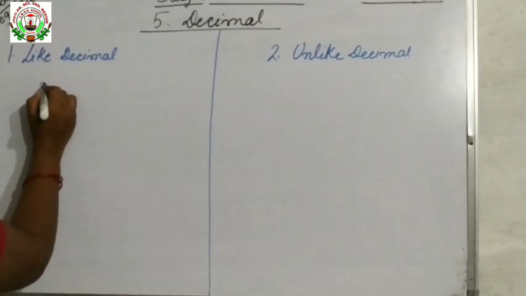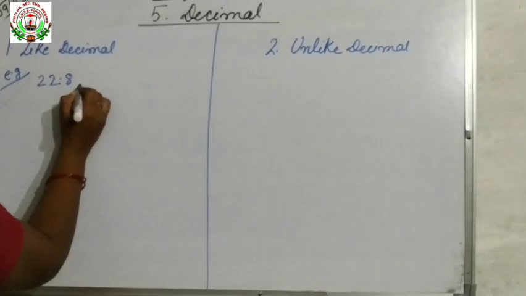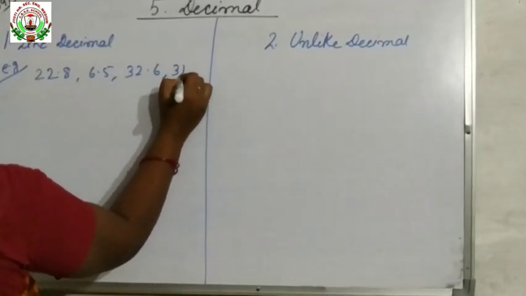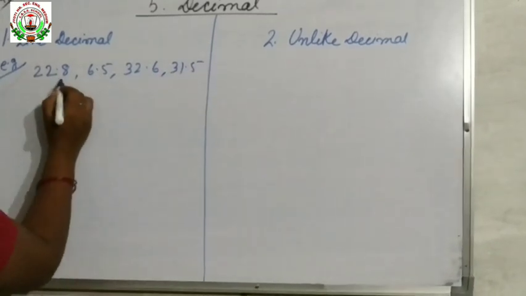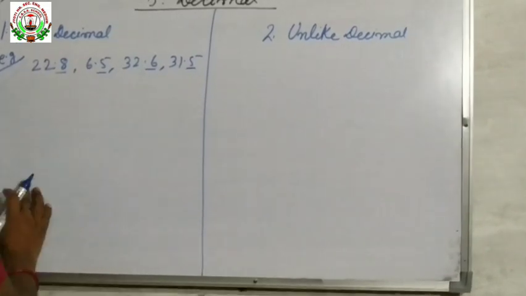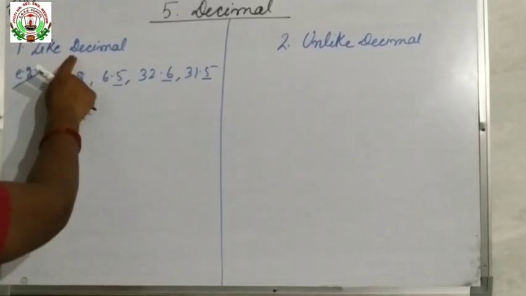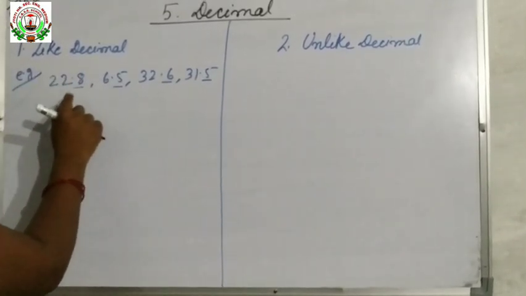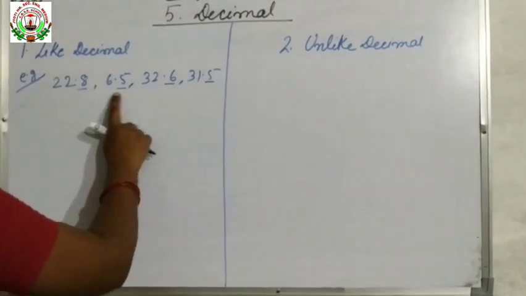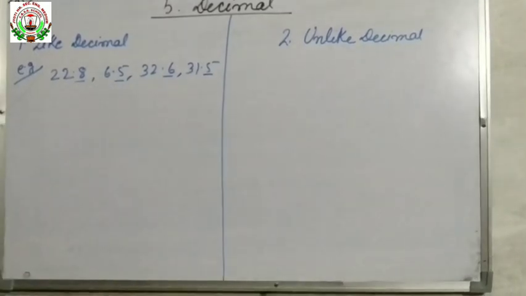Suppose we take an example: 22.8, 6.5, 32.6, 31.5. Here, see, after the decimal there is only one digit. Here also, here also, here also. So it is called like decimals. Understood? That means in like decimals, the number of decimal places will be the same. Here after the decimal one digit, one digit, one digit. So it is called like decimals.